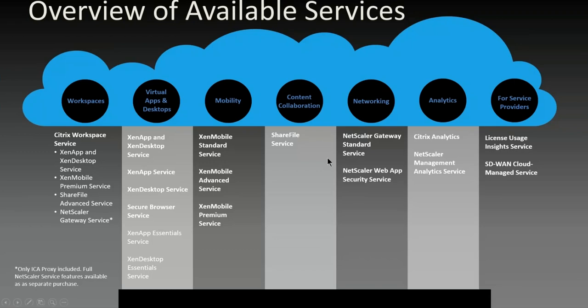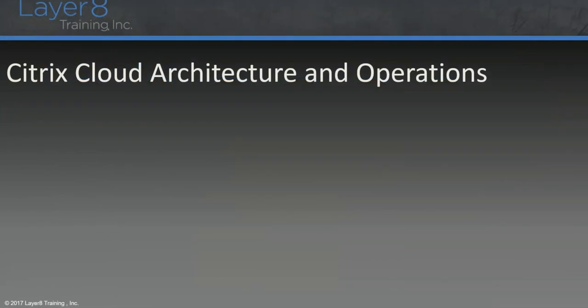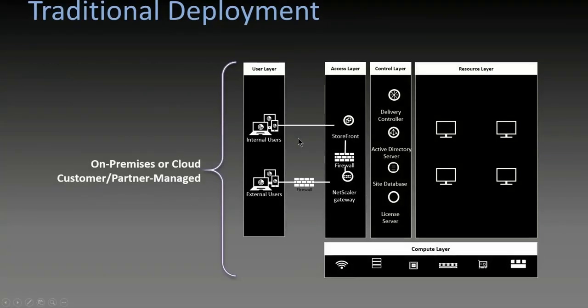First thing we want to look at, and this is when you're an administrator, this is something that you'll want to be aware of, are going to be some of the differences in the cloud architecture and the operations that you'll see within the deployment. Now, in a traditional deployment, you're looking at all of your components being deployed locally. So you'll have a user layer, all of your users, they can be internal or external. They're coming into your access layer, which is on your local system, and you'll have a storefront server. Potentially you might have a NetScaler gateway on the system.